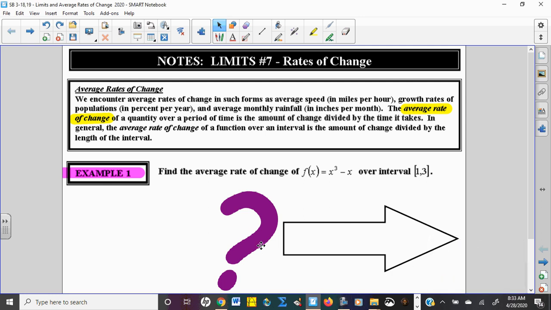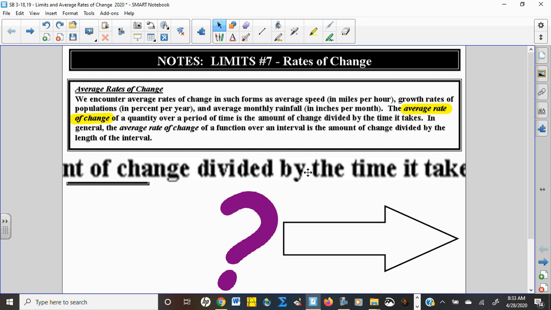All right, here we go into limit section 2.4 this morning. We're going to start off with a fairly brief discussion on average rates of change before we start to get into other types of rates of change tomorrow. The average rate of change, I guess it sounds complex, but it's actually pretty simple. It's where you just take your quantity and divide it by the time it takes to change.